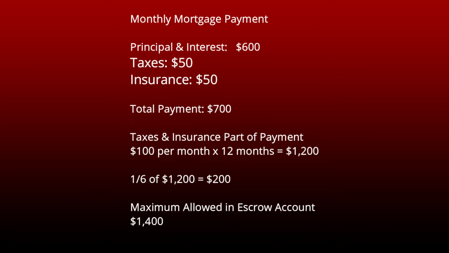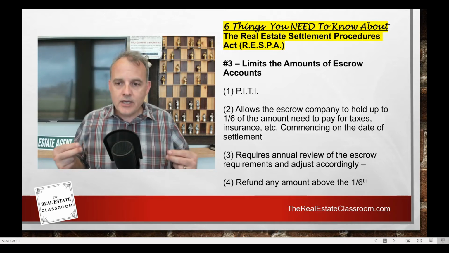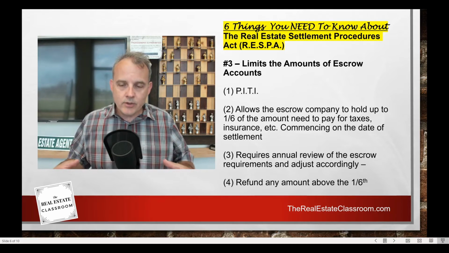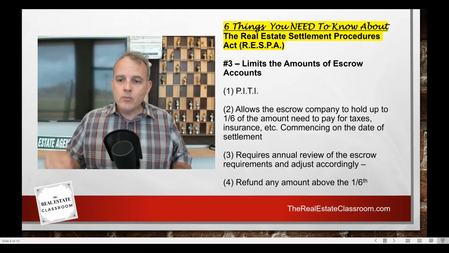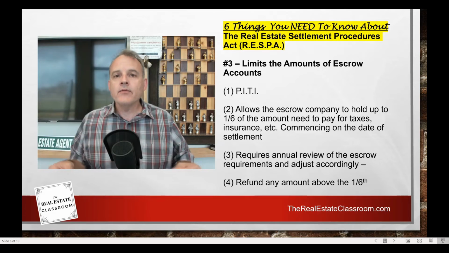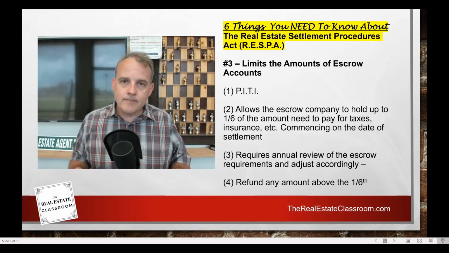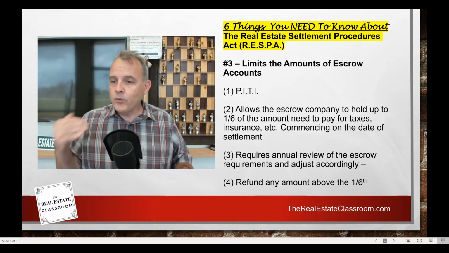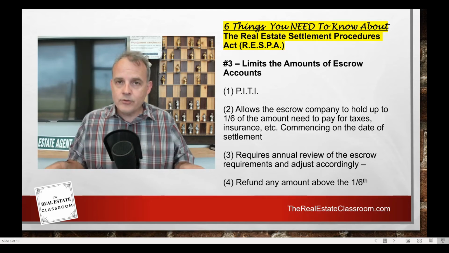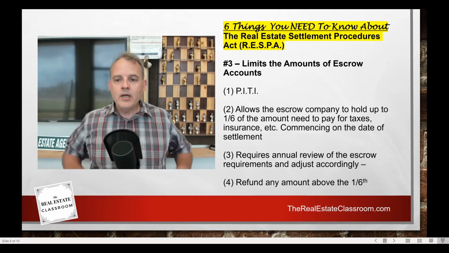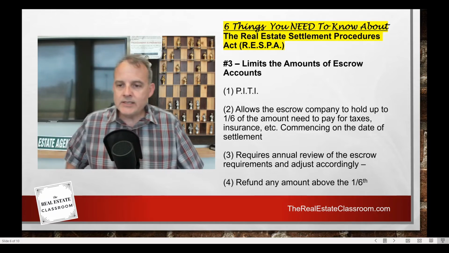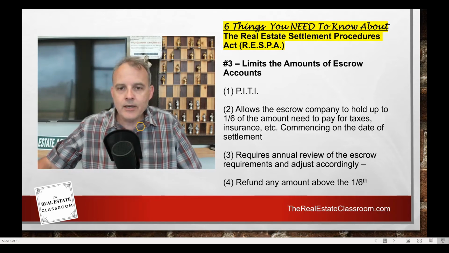Anything above that $1,400 threshold, then a refund would have to be given on the 1 year adjustment date. So every year under RESPA, the escrow company is required to review your escrow account and adjust accordingly. Now, typically taxes and insurance go up every year. So what you find is more and more money is needed for the escrow, and therefore your TI part of your payment goes up. However, if for whatever reason it went down and it went above that 1/6 threshold, then they would have to refund the amount above 1/6, and that would be done on an annual basis. So the key here is to refund any amount above 1/6 that's needed in your escrow account.